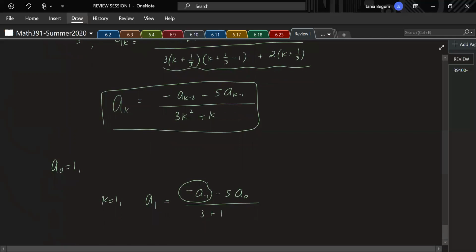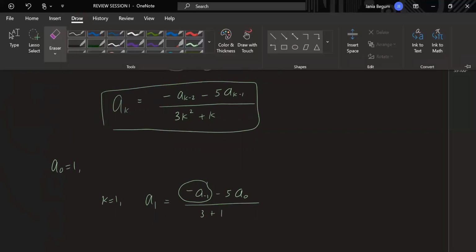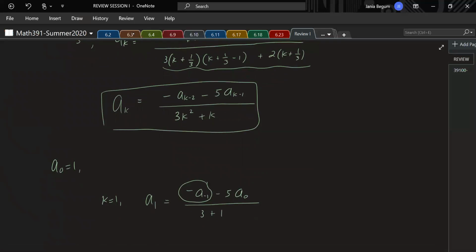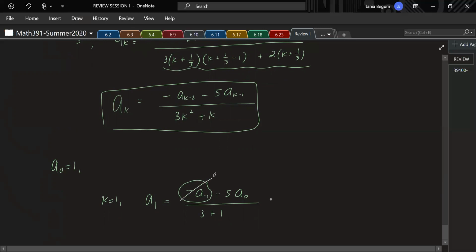So I just have to fix the bottom part, right? So what did we say about negative subscripts? They go to 0. Right, so this is 0. So what we have is, and A0 is 1, so I can plug this in. So we have negative 5 times 1, that's negative 5 over 4. So that would be the coefficient A1.